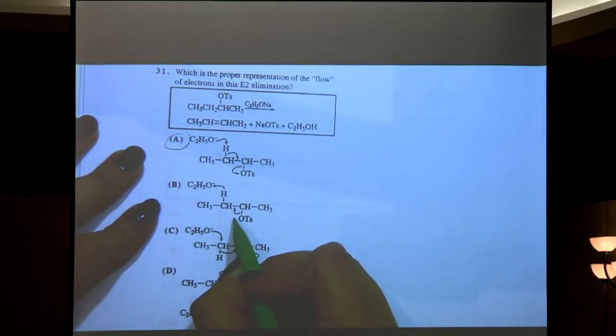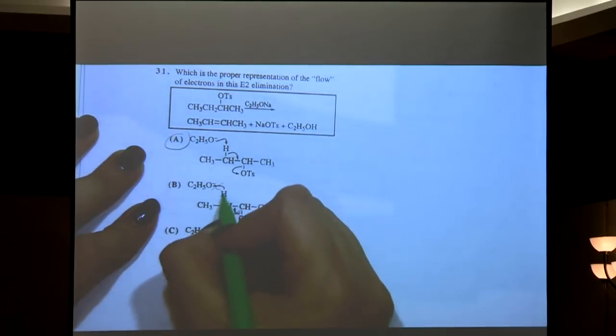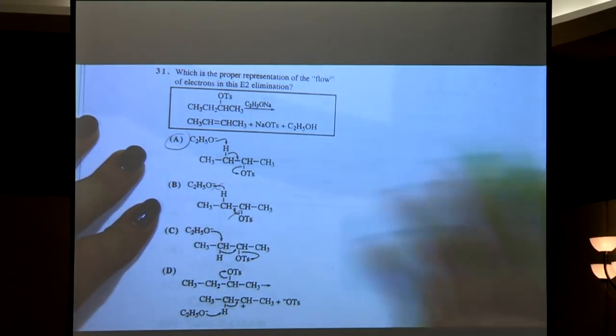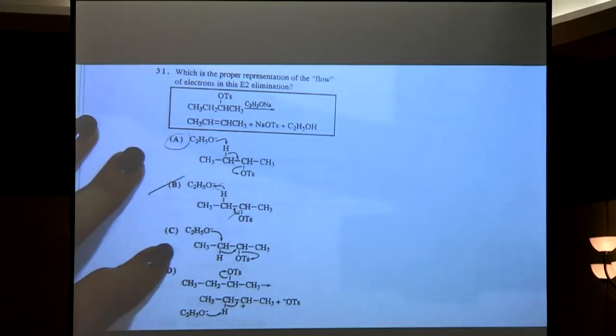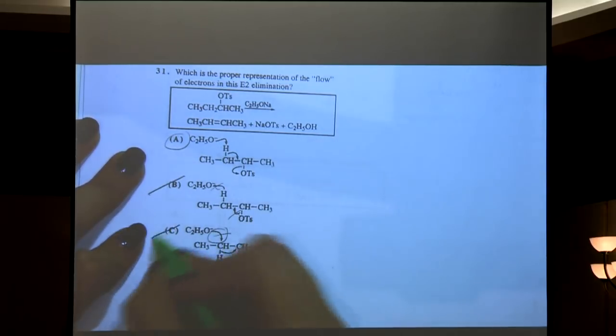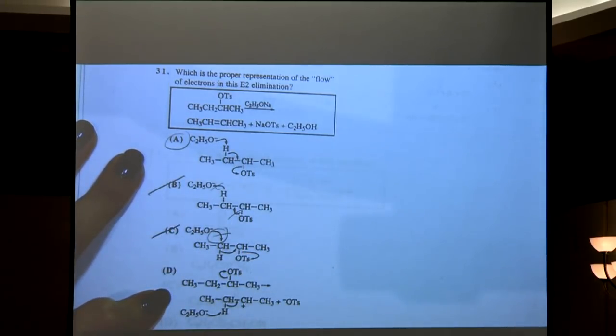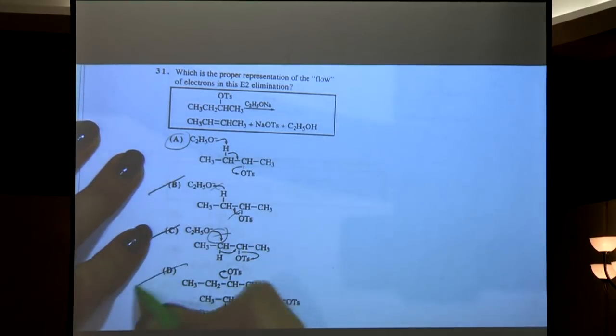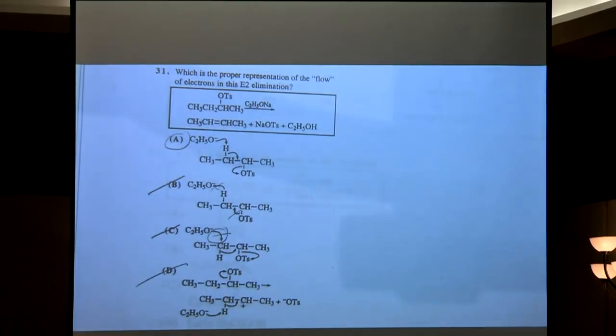This is never going to happen because your OTS should be leaving, so that arrow is incorrect. This is also incorrect. You're never going to see hydrogen attacking something else, so that doesn't make sense. On this one, this is not showing us taking away the hydrogen, so that's wrong. And then for this one, it should all be on the same step because it's E2, so that's why it's wrong. So the correct answer is A. Any questions?